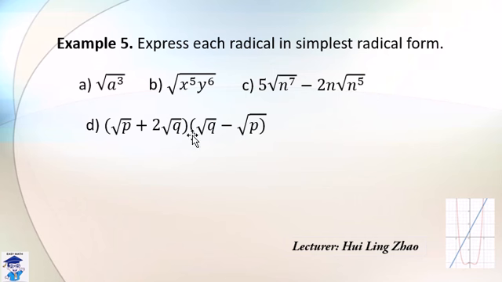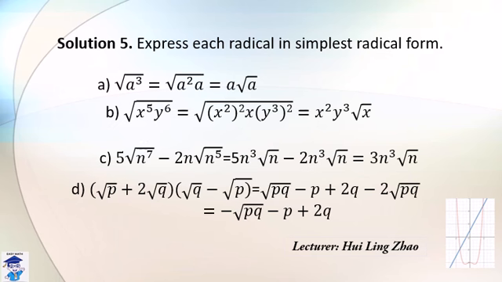D, there are 2 factors. So the first one is the square root of p plus 2 times square root of q. And the second factor is the square root of q minus the square root of p. The solution is number A, square root of a cubic. You can separate this a cubic inside as a square times a. So the final answer is a times square root of a.